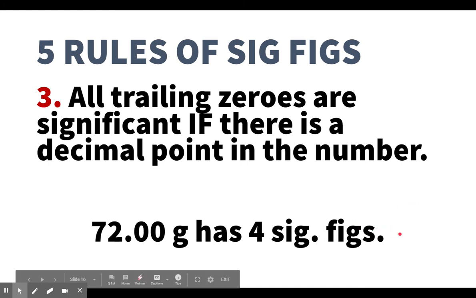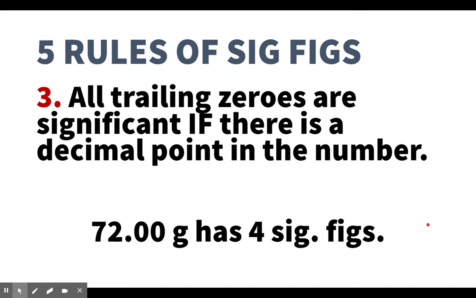And this is where things are going to mess people up the most. Rule number 3 is the rule that most people have trouble with, and it's the trailing zeros. Trailing zeros are significant sometimes. It depends on whether there's a decimal point in the number. If a decimal is present, it makes trailing zeros significant. And that includes trailing zeros that are before and after the decimal point that we're talking about.